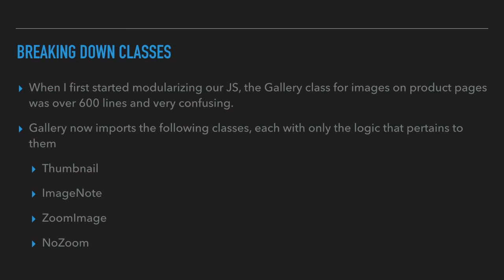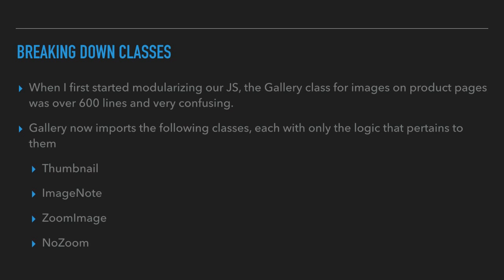So breaking down classes, when I first started moving over the gallery, which on WebStront is like the main thing with the thumbnails and the image zooming and all that stuff, the class was roughly about 600-ish lines. I shipped that just because I wanted to get it out, and it worked well enough. But when I went back to make adjustments or fix bugs, I found it was still a little bit confusing.